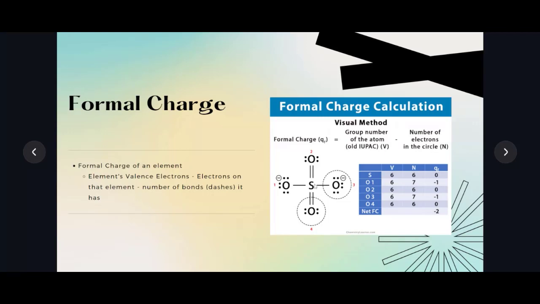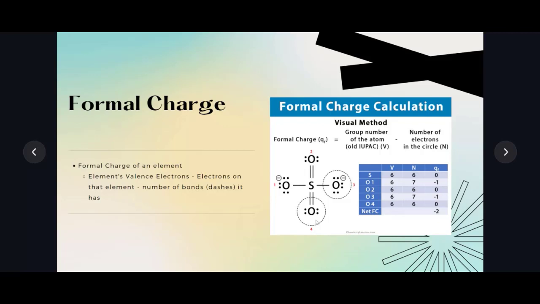And then you'll count the number of lone electrons it has, which is 0. It doesn't have any electrons on it. And then finally, you count the number of bonds it has. So it has 1, 2, 3, 4 from the 2 double bonds, and then 5 and 6 from the single bonds. So if you take the group number 6 minus 6, you'll get the formal charge of 0. So that S has a formal charge of 0.